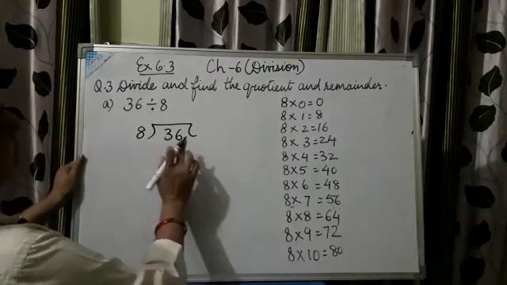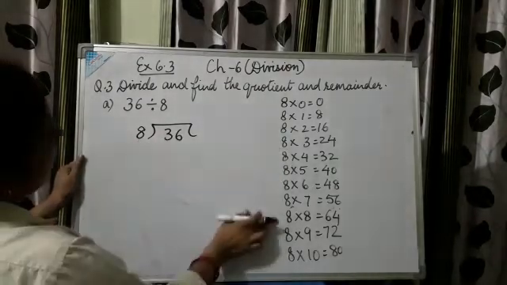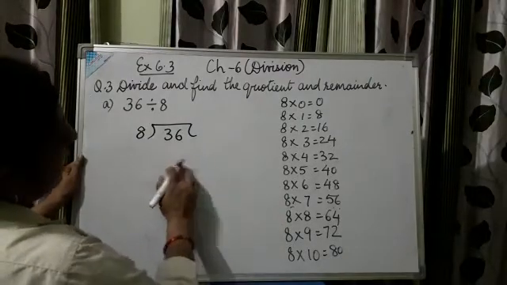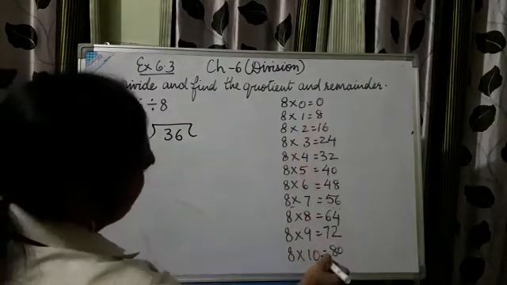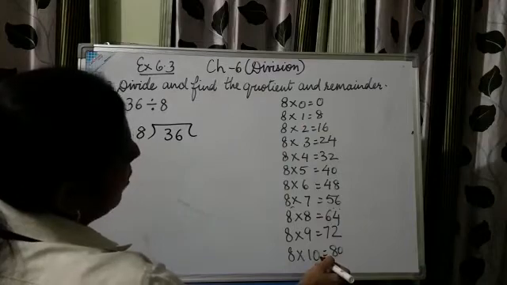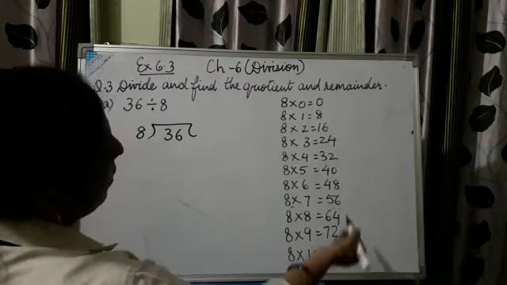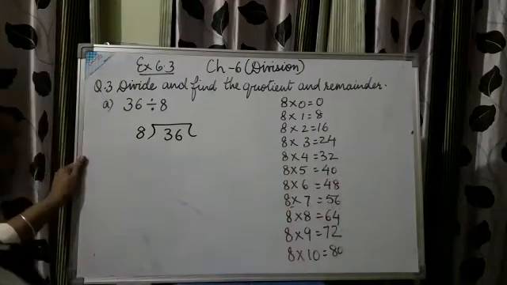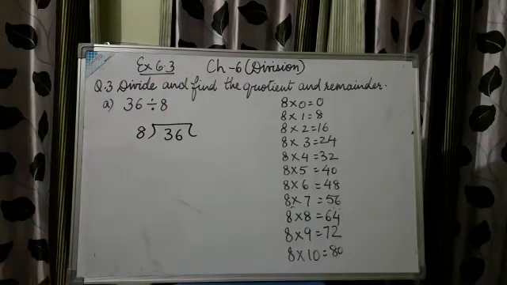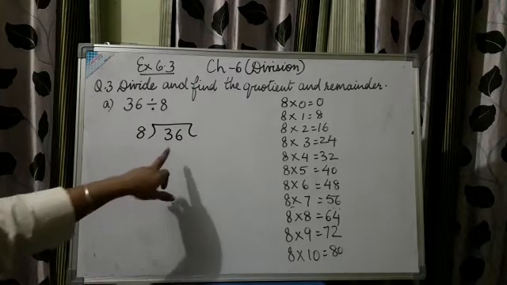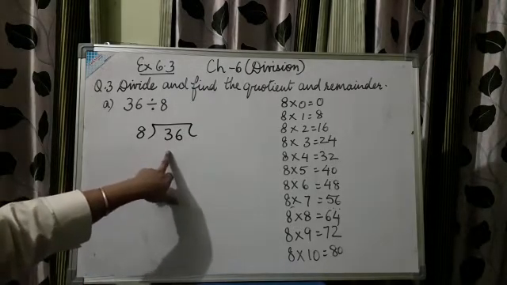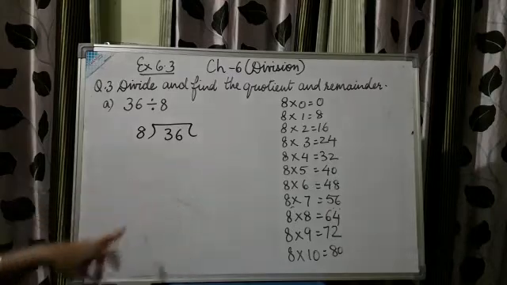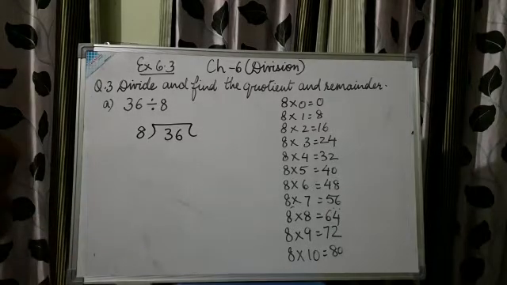We are supposed to now find out in the 8 table where 36 lies. Can you see 36 in the 8 table? No, it is not possible. You will not be able to find it because 36 doesn't fall in the 8 table. So we are going to find a number which is lesser than 36, so that we can subtract that number from 36, and which is also nearer to 36.